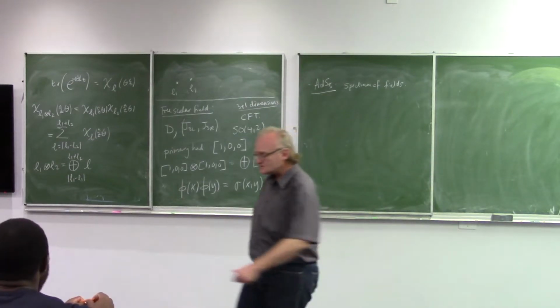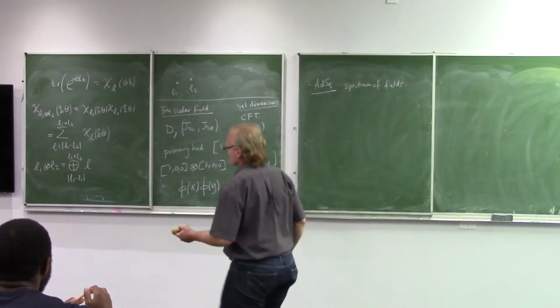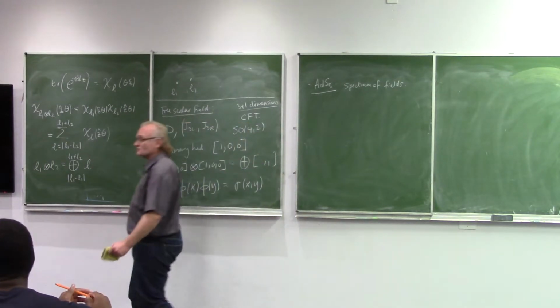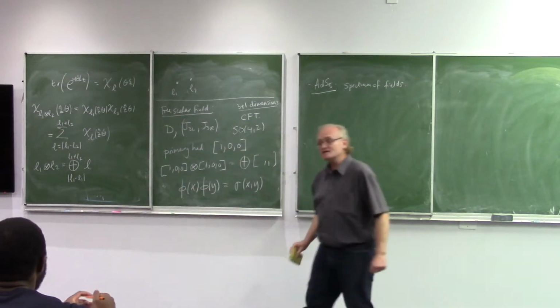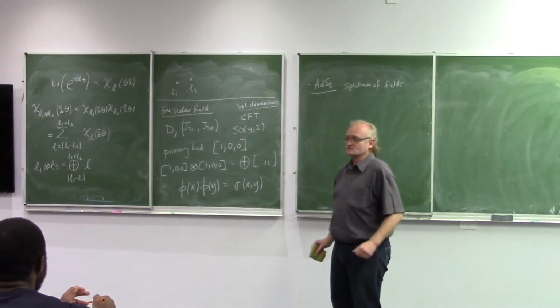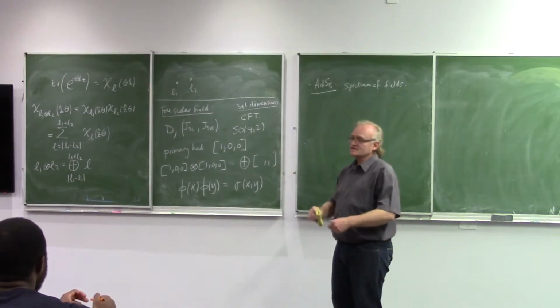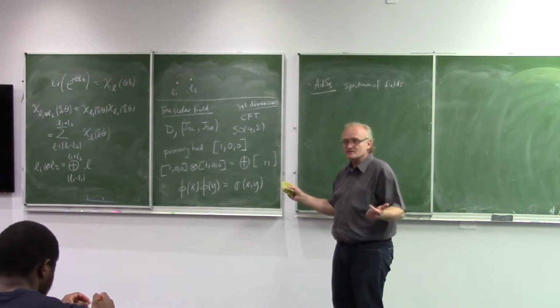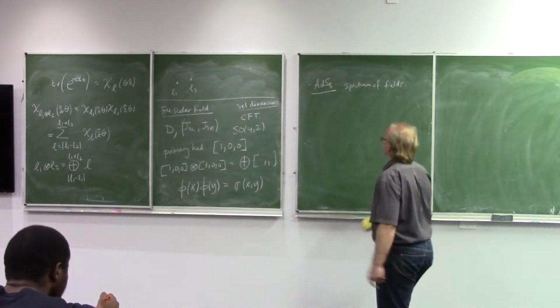But what I want to do now, remember yesterday we used characters to derive this tensor product formula. So what I want to try to do now is calculate the characters of the conformal group. And this would be the same in basically any number of dimensions. We would do it in the same way.